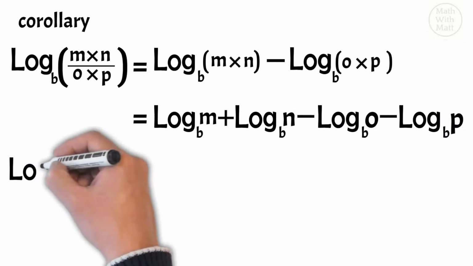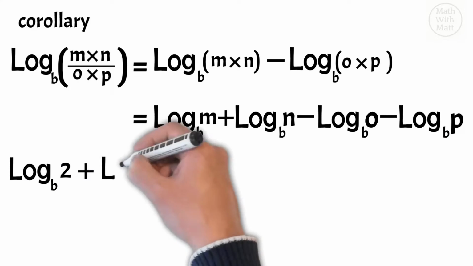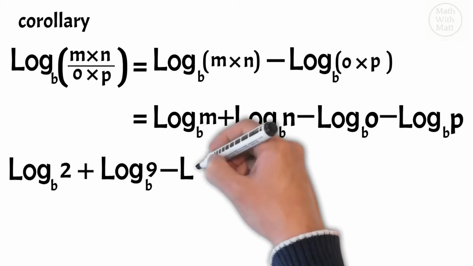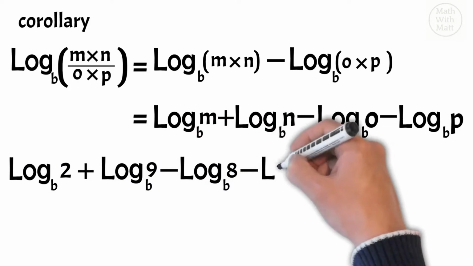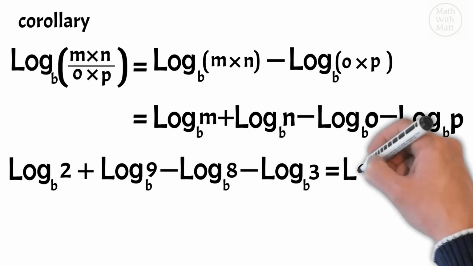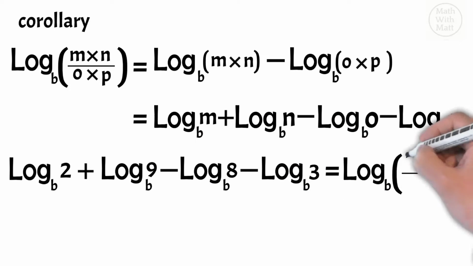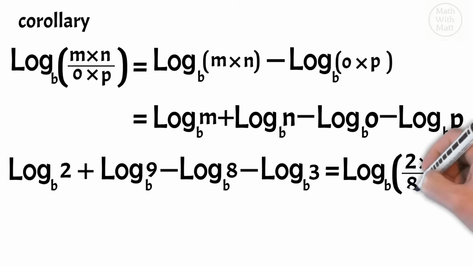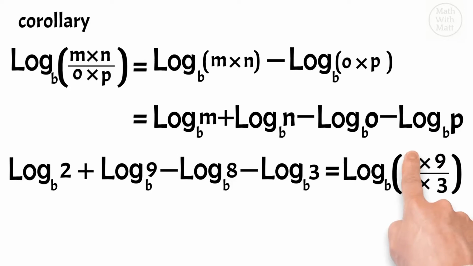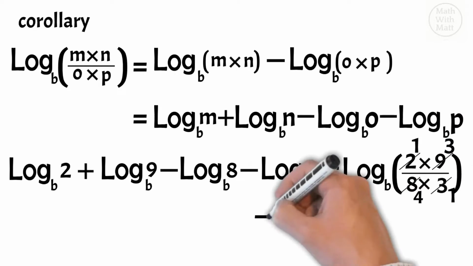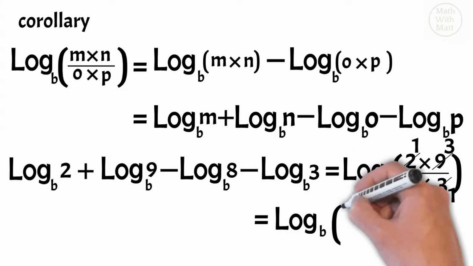An example of this formula can be seen as log of 2, plus log of 9, minus log of 8, minus log of 3, which is rewritten as log of 2 multiplied by 9, upon 8 multiplied by 3. Simplifying them, we are left with log of 3 upon 4, which is easier to solve, because we have a lot less calculation to do.